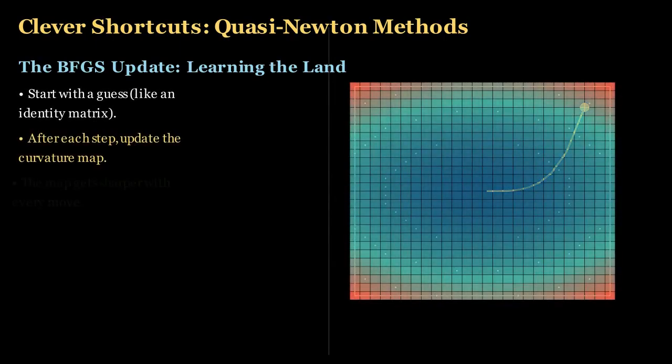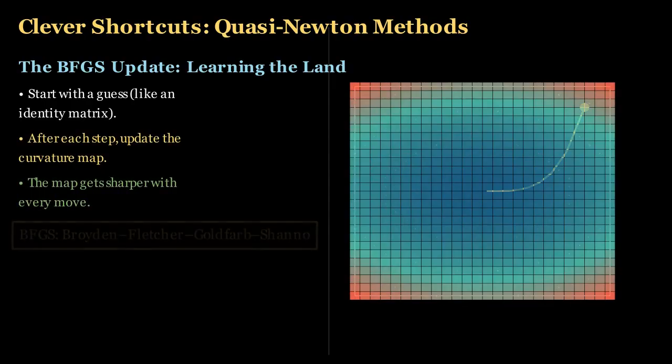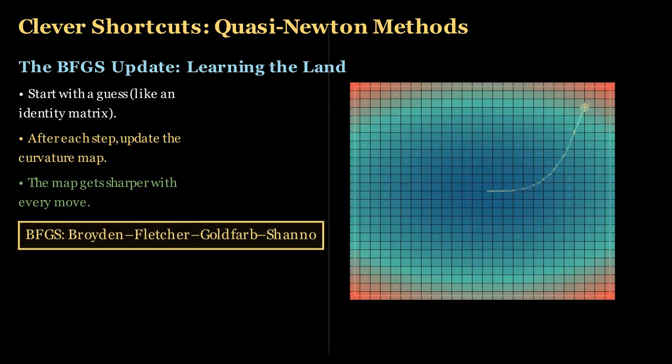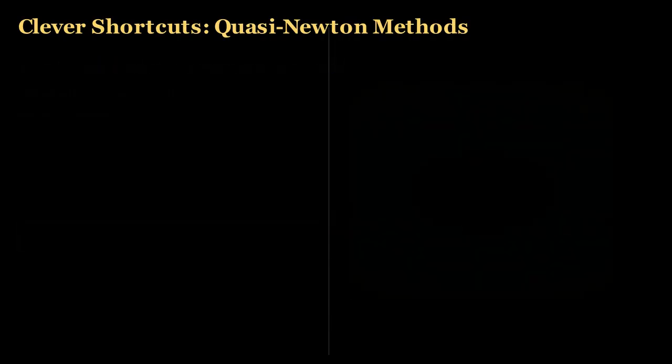We start with a simple guess, a flat landscape. After each step, the BFGS formula updates our curvature map using only the gradient change we just measured. The map gets sharper, like a blind person gradually building a mental model of the room.